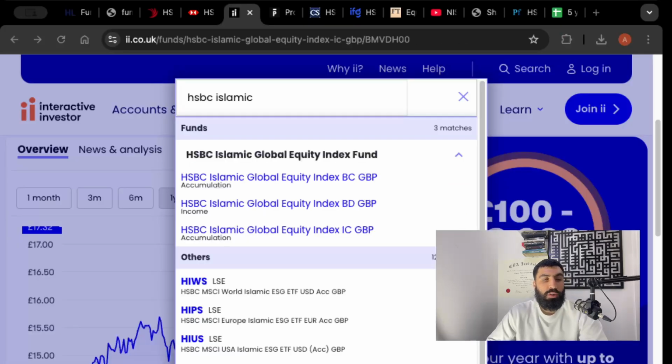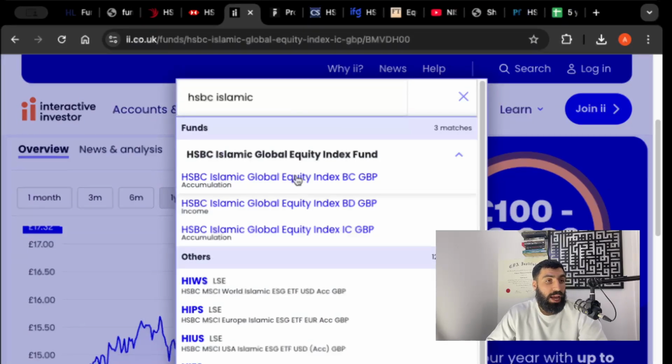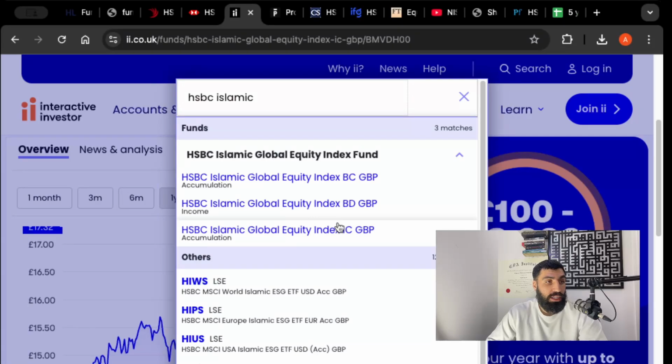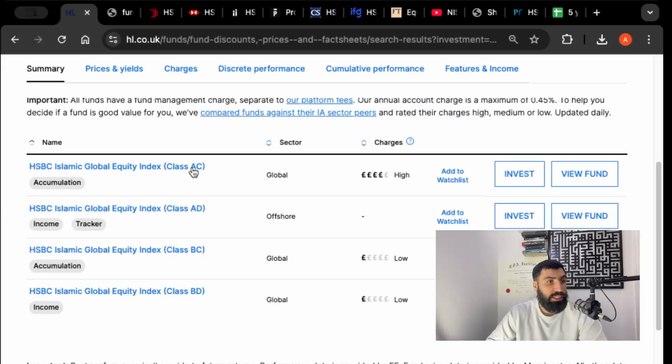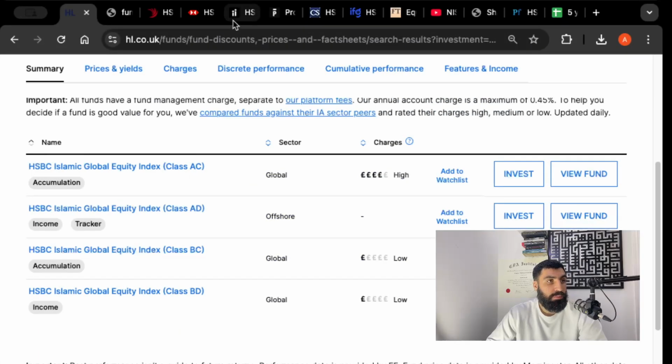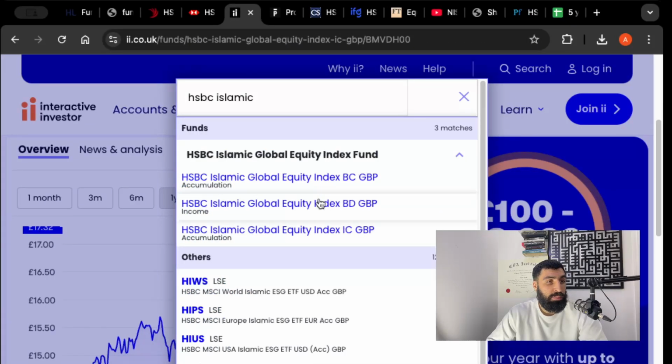Again, just for argument's sake, let's check it out on one other brokerage company. This time we're looking at Interactive Investor, another brokerage similar to Hargreaves Lansdown and AJ Bell. We search HSBC Islamic, which I have already done, and we can see BC, BD, IC. So they have three. They don't have the AC or the AD that Hargreaves Lansdown has, but they do have the BC, BD, and one of the ICs that AJ Bell had.